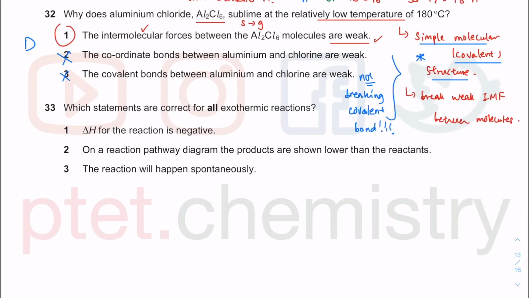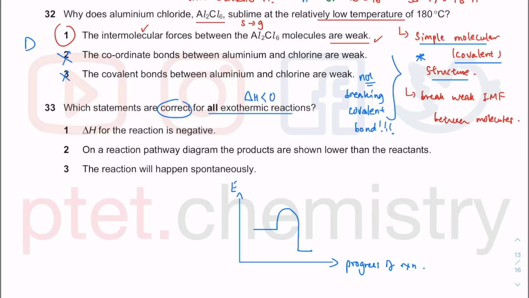Question 33, which statements are correct for all exothermic reactions? We know that delta H is less than 0. In terms of the system, we draw the energy profile diagram, with the progress of reaction or the reaction coordinate. So the reactants have lost energy to the surroundings. That is why the surroundings will get hotter, but the reactants will have lost energy going to the products, and that energy is released to the surroundings.